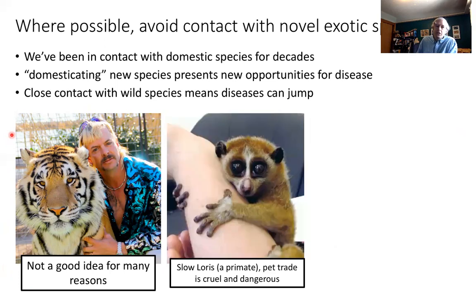In addition, bringing in new pets just because they're cute. There was a fashion a while ago for getting slow loris, which is actually a primate, as pets. Well, this pet trade is really rather cruel, and it's also very dangerous. The more closely related a species is to people, the more likely the diseases it carries can jump. The slow loris is a primate, so that means it's very closely related to us. And when people wanted them as pets, they wanted these slow loris because they cling to you, and so they're in very close proximity the whole time.